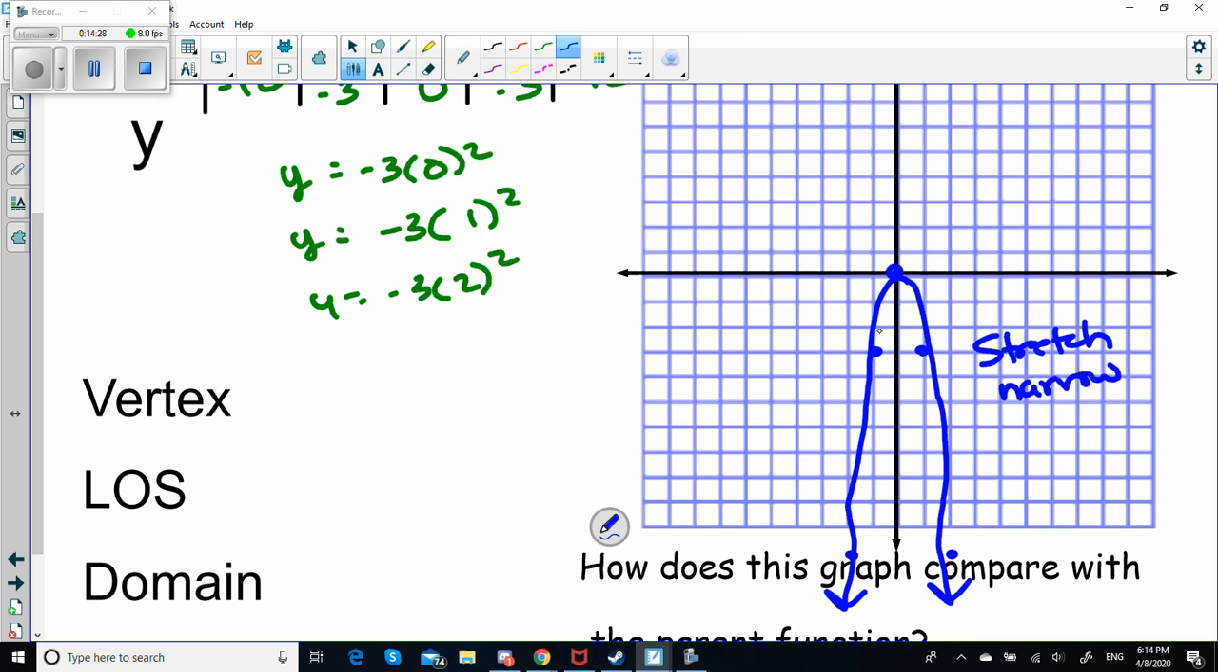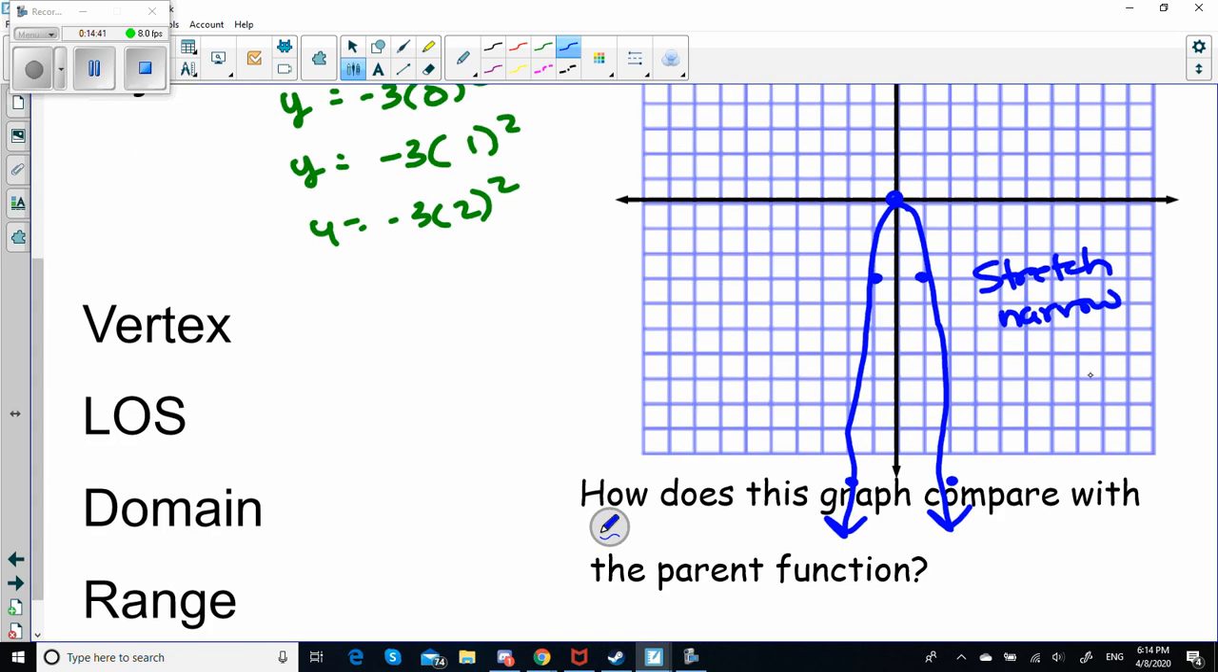Okay, and it's kind of hard to tell because the parent function would be here, (1, 1), and then (2, 4), but (2, 4) is right here. That's inside of it, so it is more narrow. Again, another way I can tell is that the a is -3. And remember, if it's between -1 and 1, this area is called a shrink. And if it's outside, like -3 is over here, that would be called a stretch.